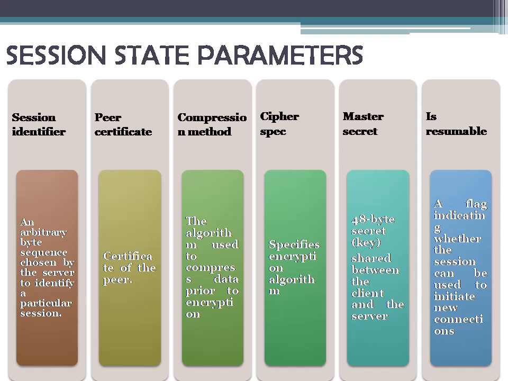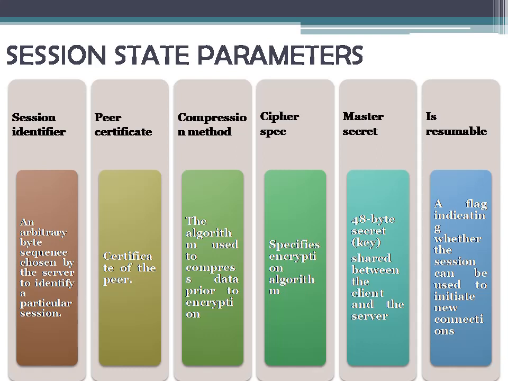The first one being the session identifier. A session identifier is basically an arbitrary byte sequence which is chosen by the server to identify an active or resumable session, which means every session will have a different identifier. Next, we have the peer certificate, which is nothing but the certificate of the peer or a node. Next, there is compression method. Now, compression method is nothing but the algorithm used to compress the data prior to encryption. Next, we have the cipher spec, which is nothing but the one that specifies the encryption algorithm.